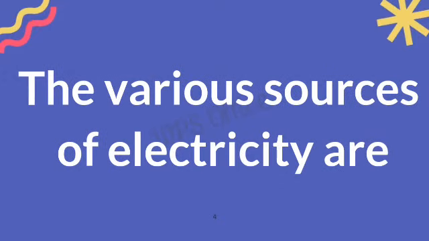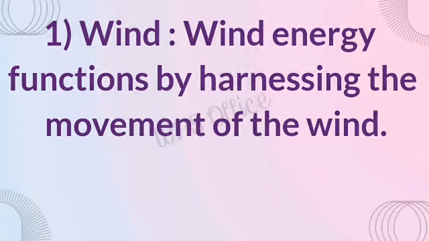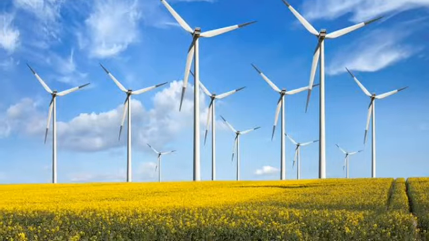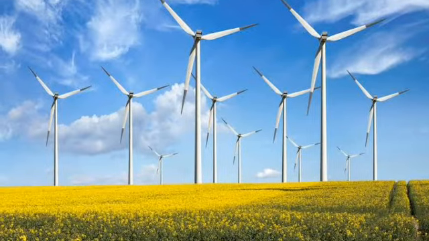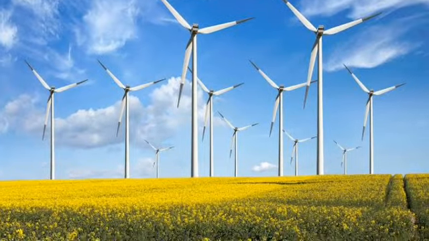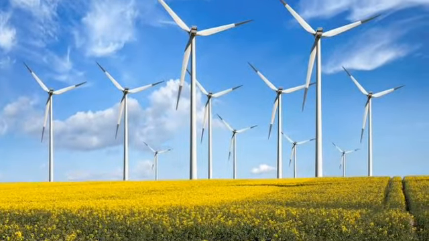Next, the various sources of electricity. So let's learn about the various sources of electricity. 1. Wind. Wind energy functions by trapping the movement of wind to generate electricity. So this is a picture of a wind vane, which is the instrument used for trapping wind for generating electricity in various forms.